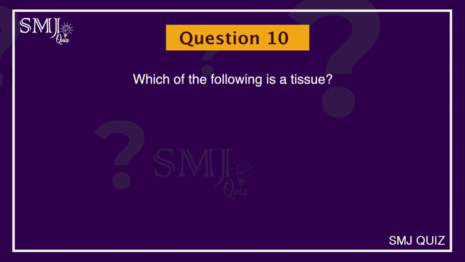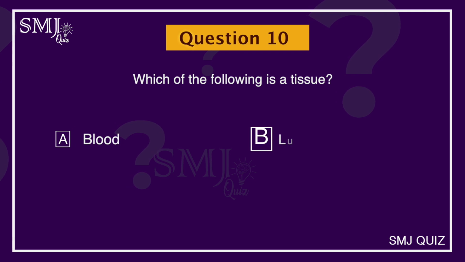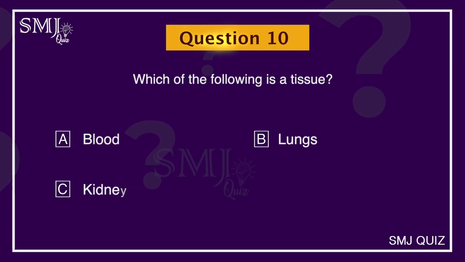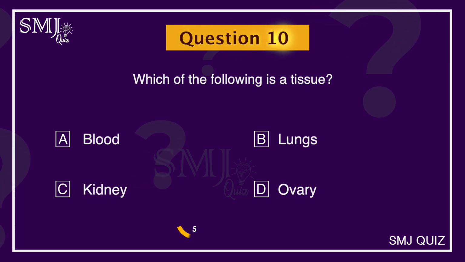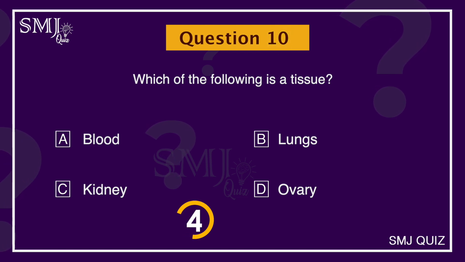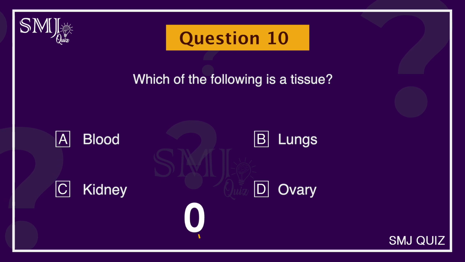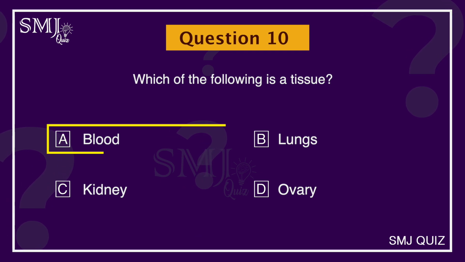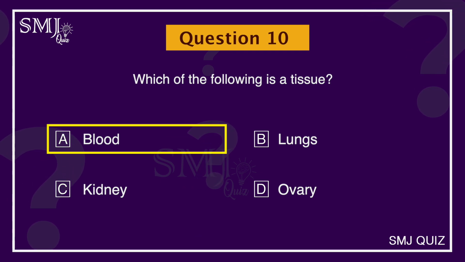Question 10. Which of the following is a tissue? A. Blood, B. Lungs, C. Kidney, D. Ovary. The answer is A. Blood.